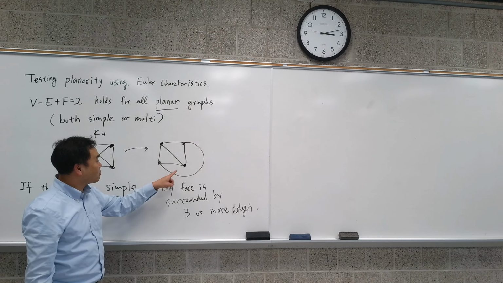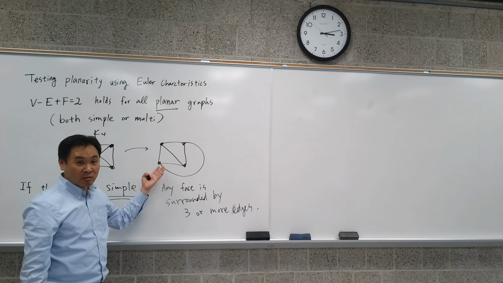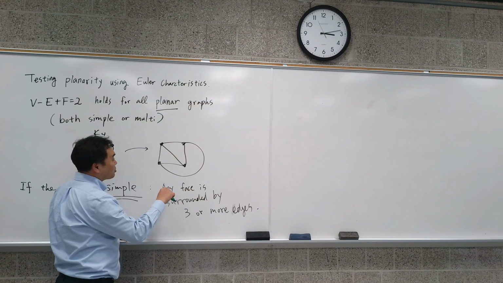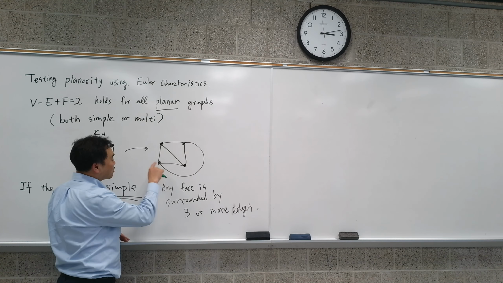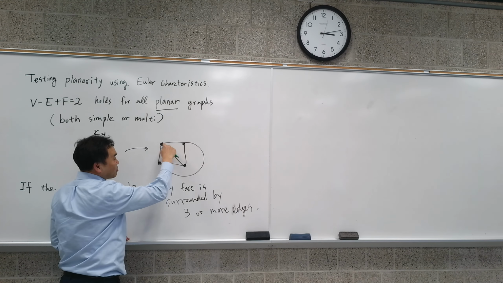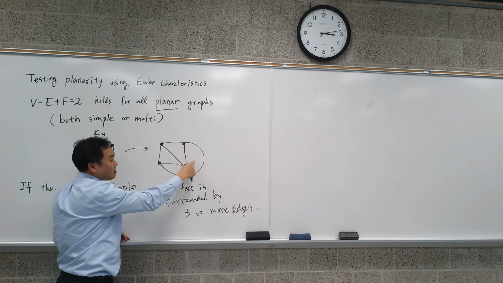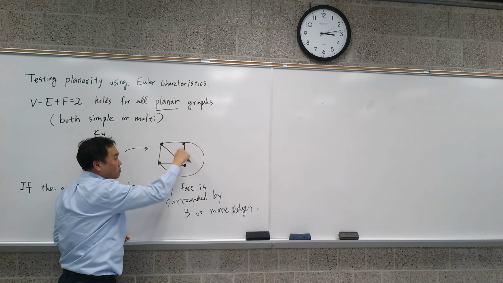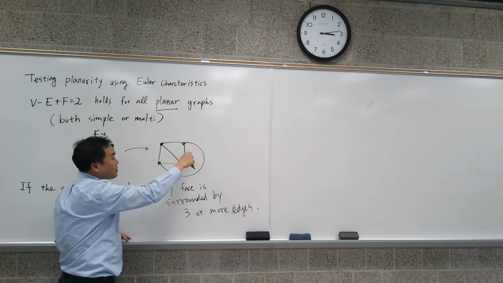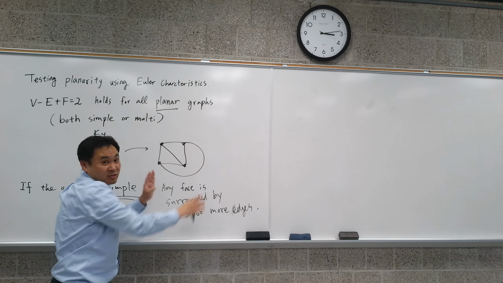So as you can see over here, this is a simple graph. No two vertices are connected by more than one edge. And every face that you see has 3 or more edges. Actually, exactly 3 edges, it seems. If you look here, it's 1, 2, 3 edges, right? If you look here, it's again 1, 2, 3 edges. This one also has 1, 2, 3 edges. And the face that's outside all the graph has 1, 2, 3 edges surrounding the face, okay?